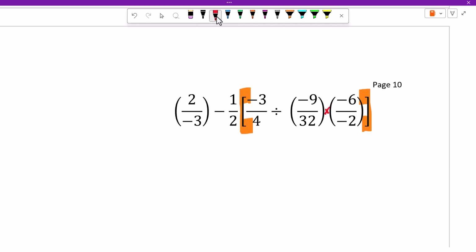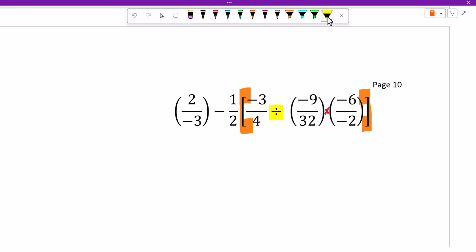All right. So now we're going to choose between these and go, okay, what's the first operation we do? Division and multiplication are both inside sets of brackets. Which one do we do first? It makes a difference. Division, right? They're tied, so we go left to right. So this one is the first one we're going to do.